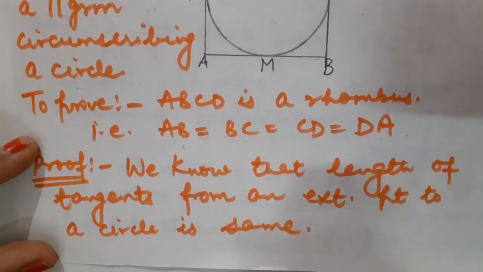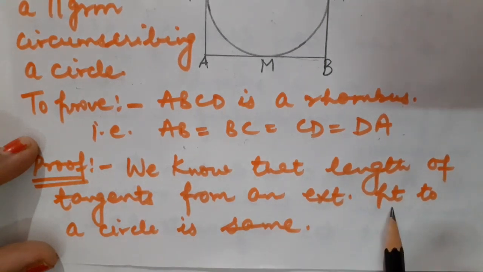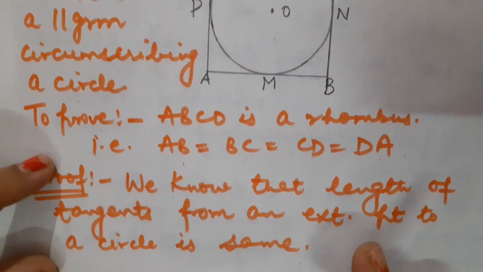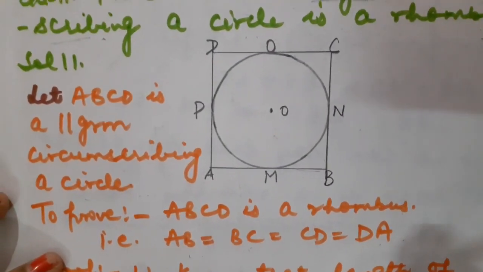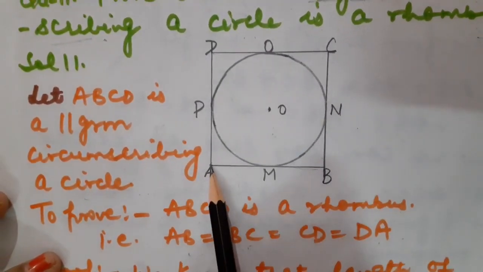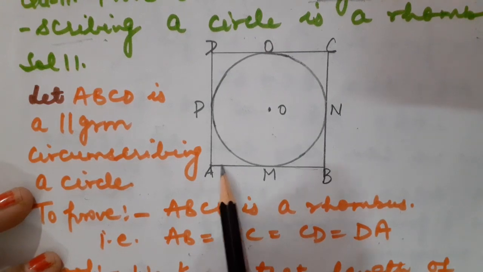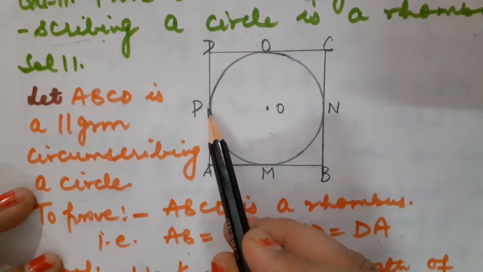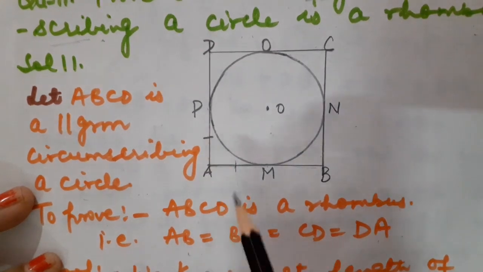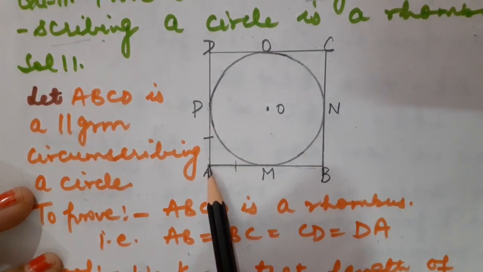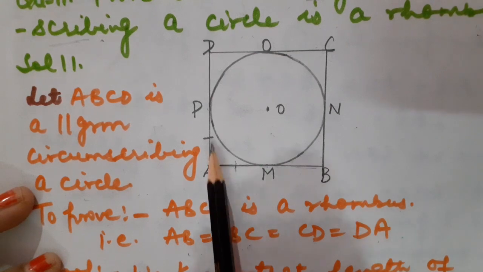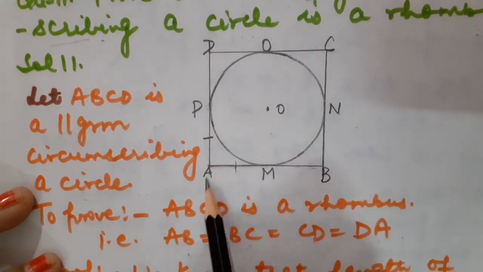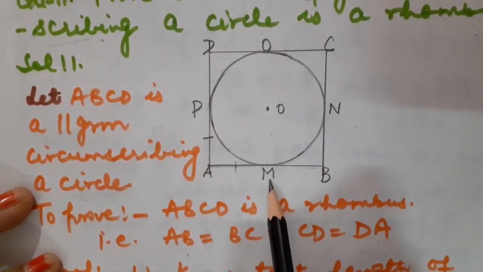According to theorem 10.2, children, you know very well that the length of the tangents drawn from an external point to the circle is the same. So, here, have a look. If I consider A as the external point, then can I say that AM is equal to AP? They both are equal because this is an external point, and from an external point the two tangents are drawn and the length of both the tangents is always equal.